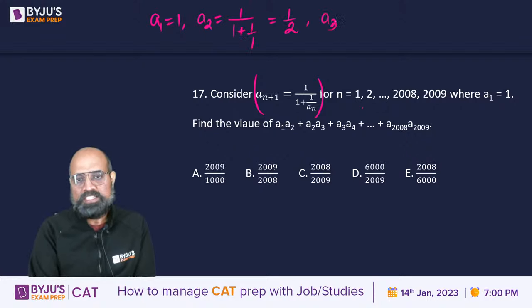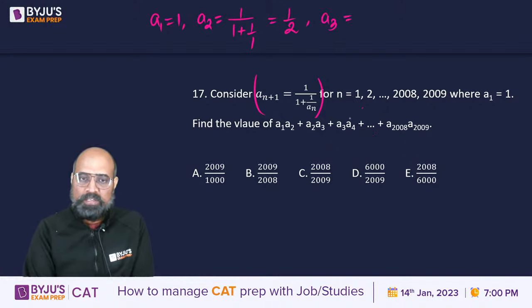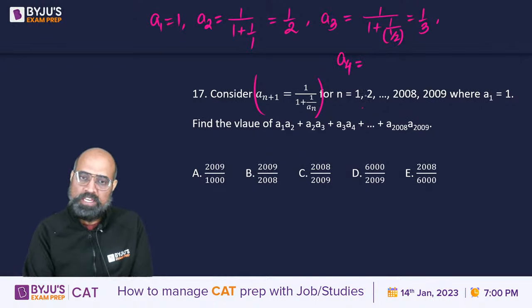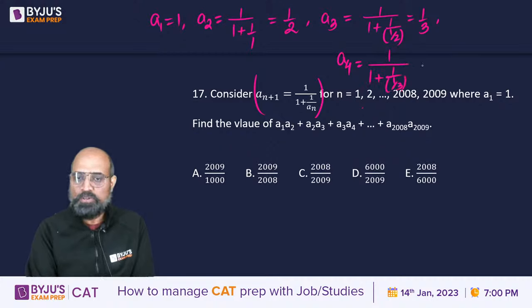Fine. What is A3 going to be? A3 is going to be 1 by 1 plus 1 by 1 by 2. So this will change to 2. This is going to be 1 by 3. What is A4 going to be? So A4 is going to be 1 whole divided by 1 plus 1 divided by 1 by 3. So 3 will go there and it will give you 1 by 4.